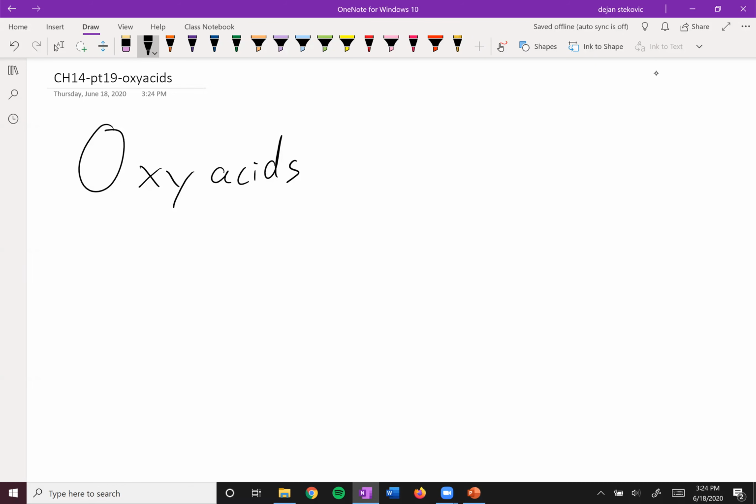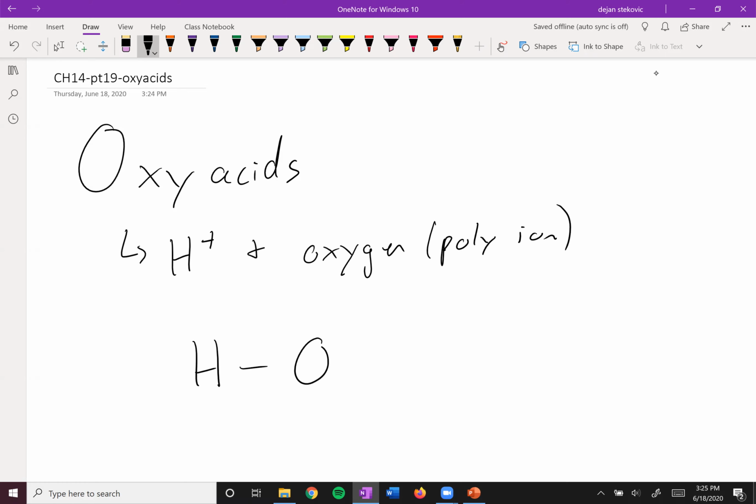All right, let's take another look at another group of acids. These are called oxyacids. In oxyacids, we have an H connected to some kind of oxygen-containing, generally polyatomic ion. So generally we have a hydrogen that's bound to an oxygen, and then this oxygen is bound to some other element, which can then be bound to further elements, right?